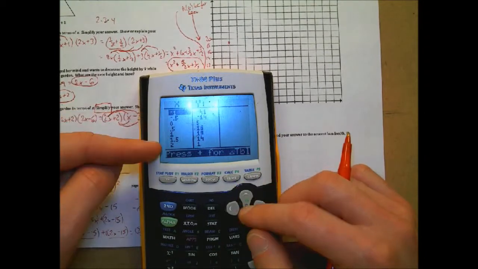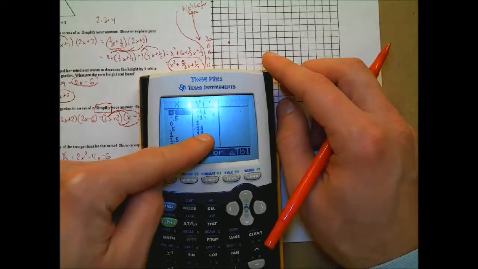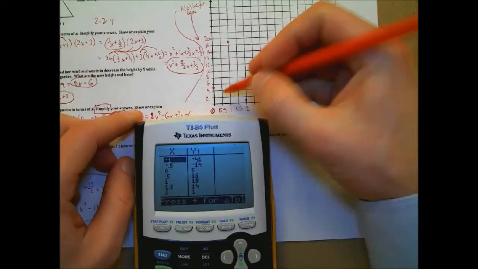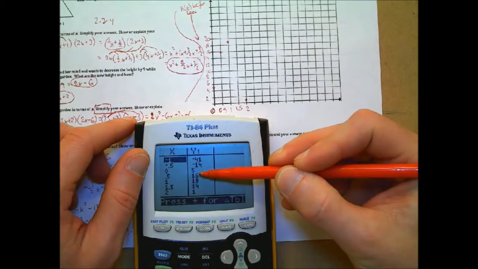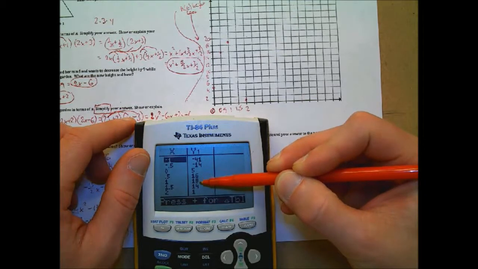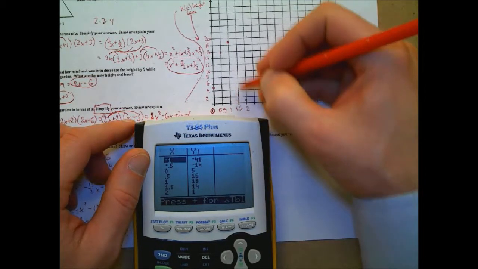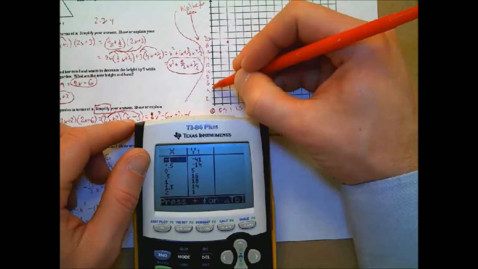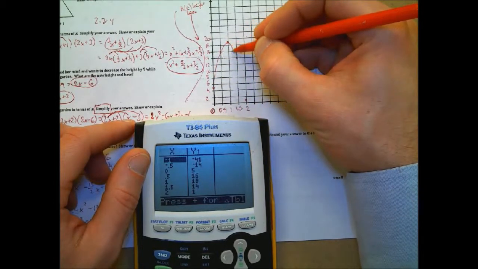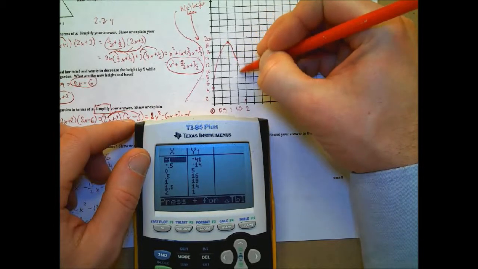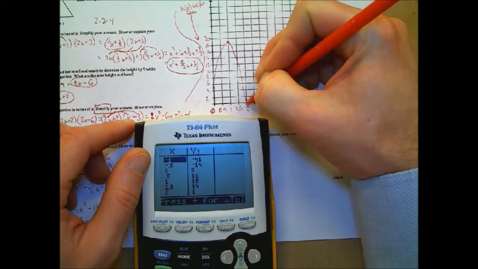Okay, so at 0.5, we can now see that's 16. So 0.5 is at 16. And then 1.5 is at 14. Okay, and we can kind of connect the dots there. Okay, just like that.